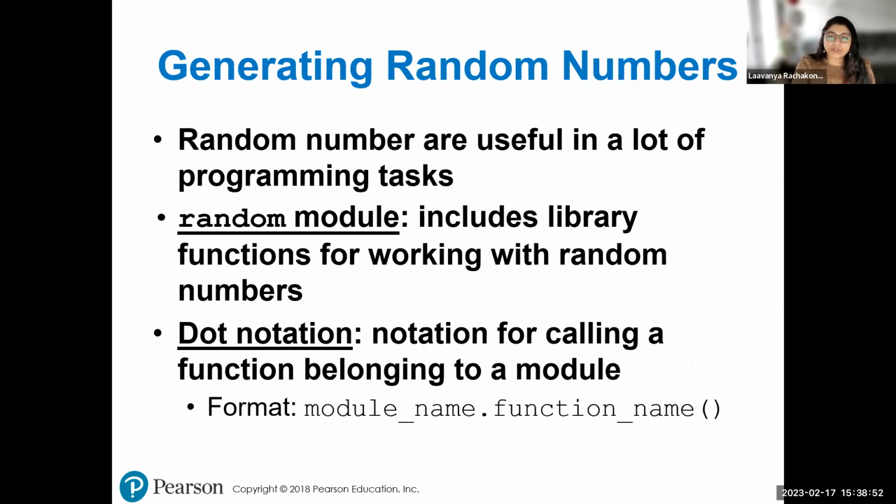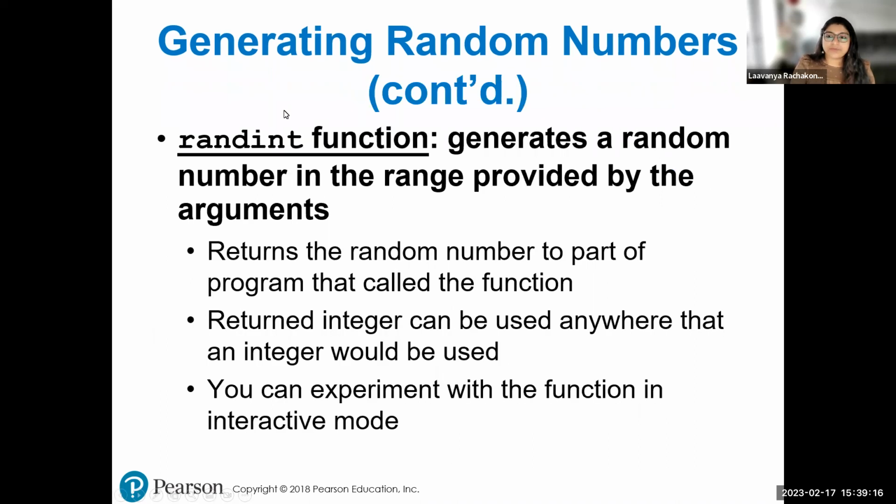In this case, you are going to first import the module and then use a function from this random module. So the random module includes the library functions for working with random numbers. And as I've mentioned, you will be using the dot notation. So module name dot function name. The dot notation will be calling a particular function from that module. We'll be discussing two to three functions from the random module.